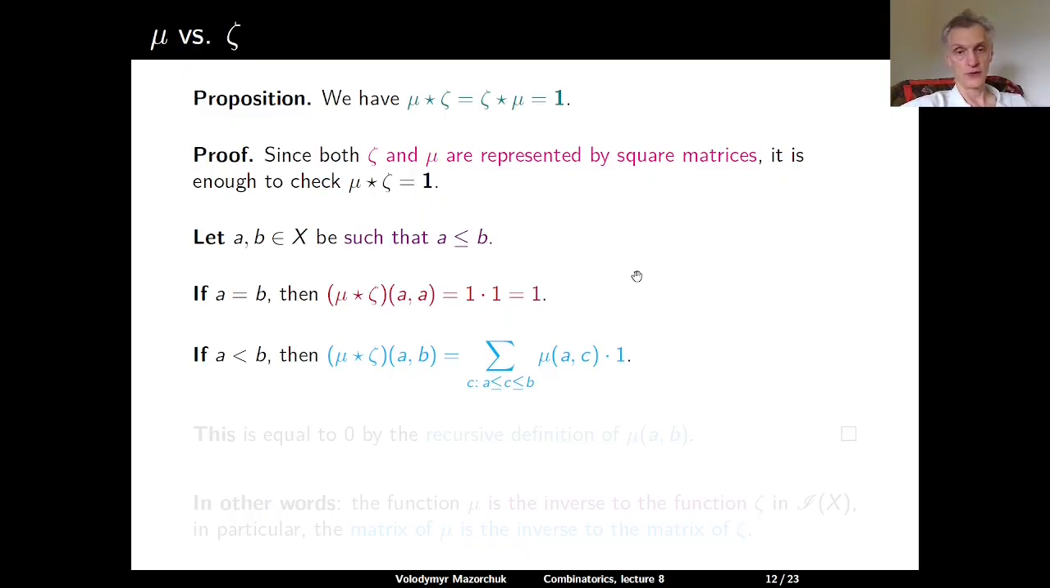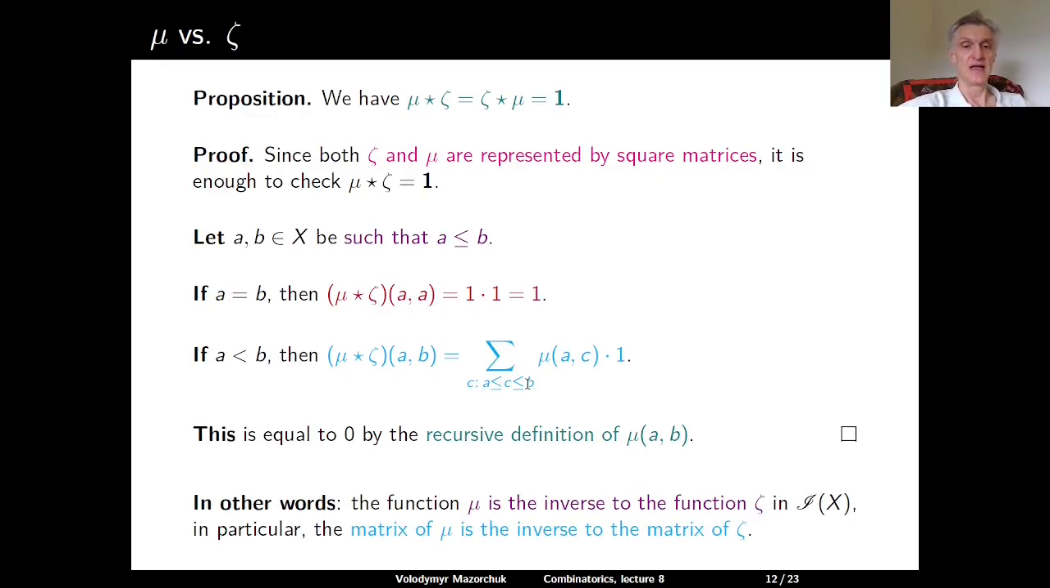to our rule for the product of two functions for convolution, the sum over all C between A and B, mu of A, C times zeta of C, B. Zeta has value 1, so it's just mu of A, C times 1. But then this 1 we can forget, and we see that the sum is equal to 0 due to our recursive definition of mu of A, B. We defined mu of A, B as minus the sum over all C which are strictly smaller than B here. So this gives us 0, and that proves our proposition.